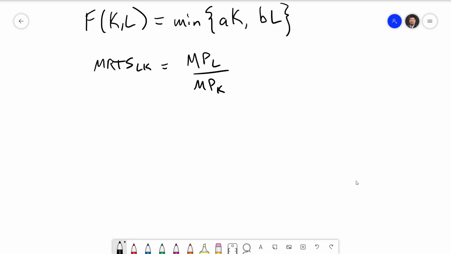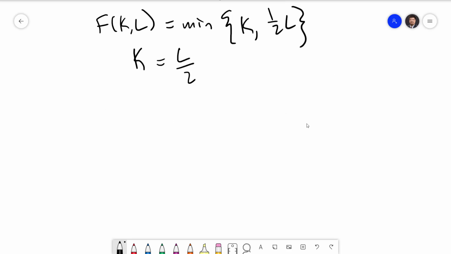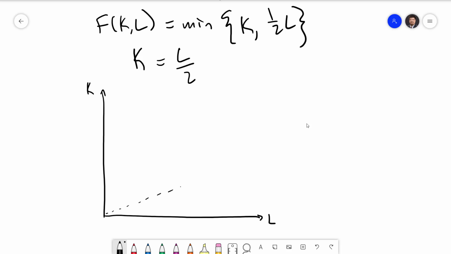The corners of all these L-shaped isoquants will lie on a line defined by aK equals bL. All of these corner points are combinations of inputs in what we think of as the correct ratio. Let's look at our example f of KL equals min of K and 1/2 L. Plugging the numbers into this equation right here, the corners of the isoquants will lie on the line K equals L over 2. Let's draw some of these isoquants. We're going to put L down here and K up here. I'm going to draw in a line that represents our K equals L over 2 line.